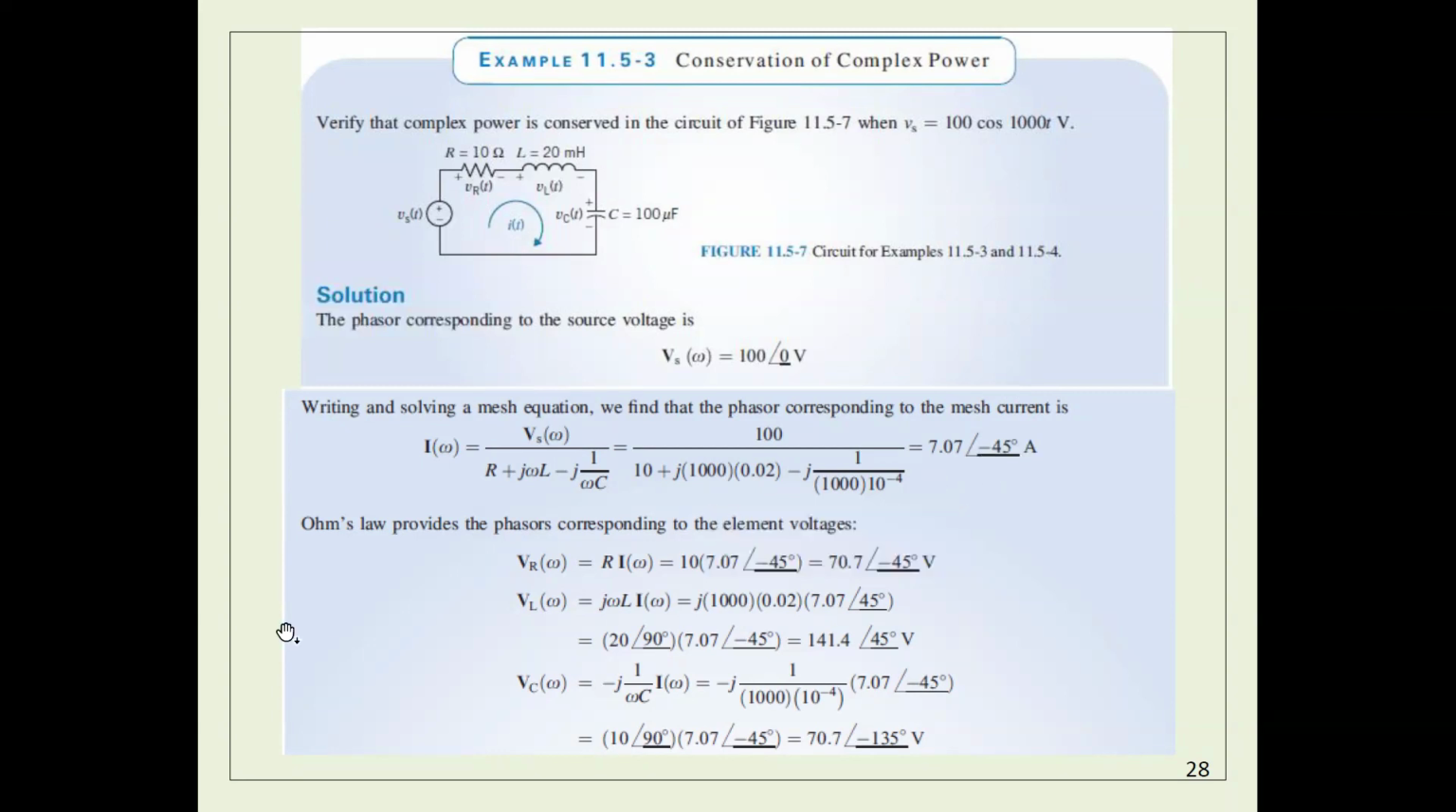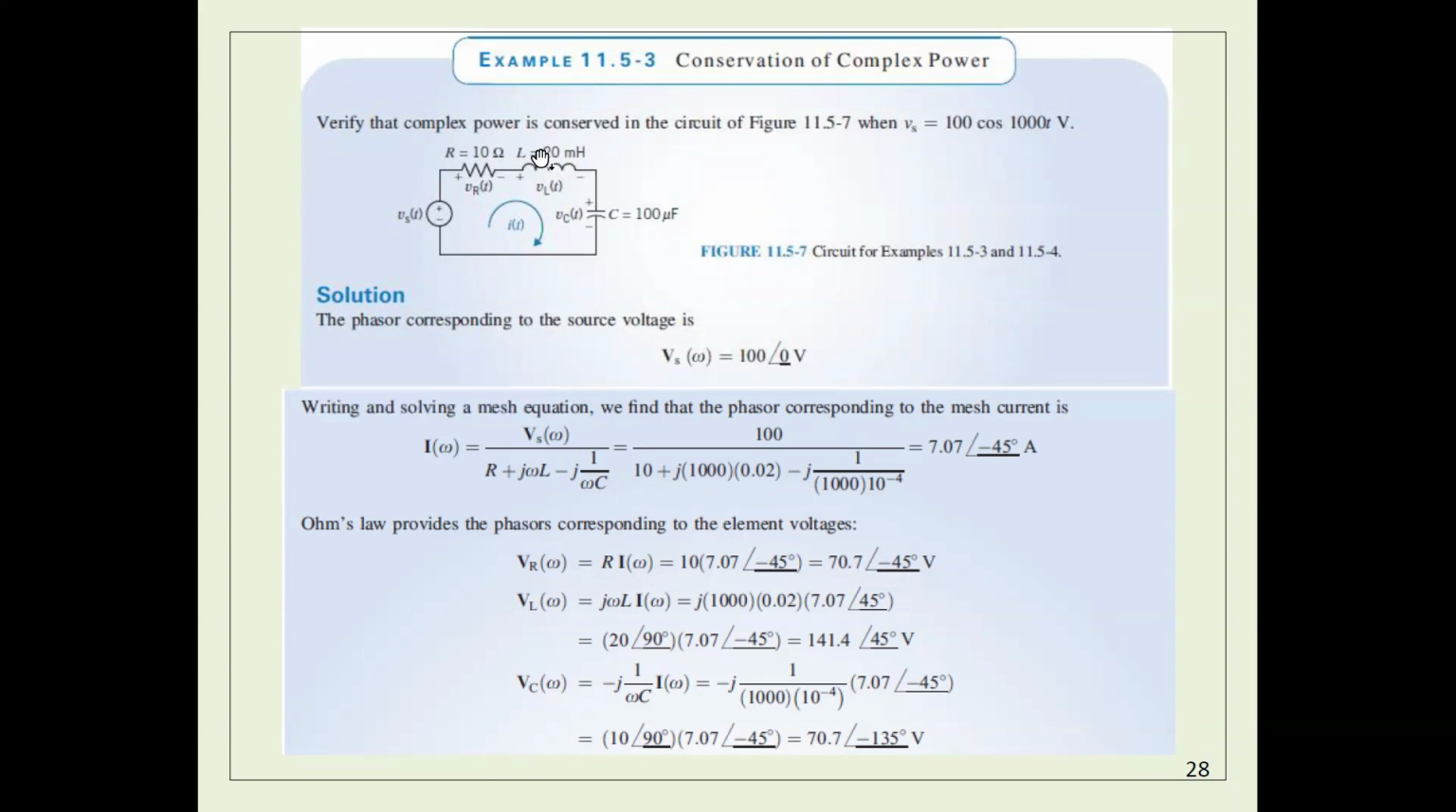So now once you have the current here, you can actually calculate the voltage of each one. That's what I did here. So once I know the current, I can multiply this current by R to calculate VR, and multiply the current by J omega L to calculate VL, the voltage. So I can get the voltage drop on each one.